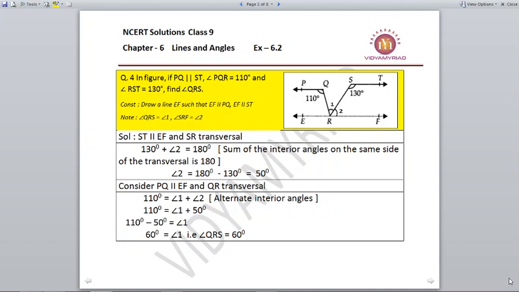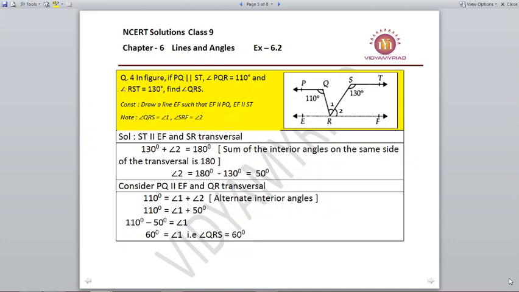You can see on the same side there are two angles, 130 degrees and angle 2. Their sum will be equal to 180 degrees because of the co-interior angles. So we can easily find angle 2, which comes out to be 50 degrees by subtracting it from 180.